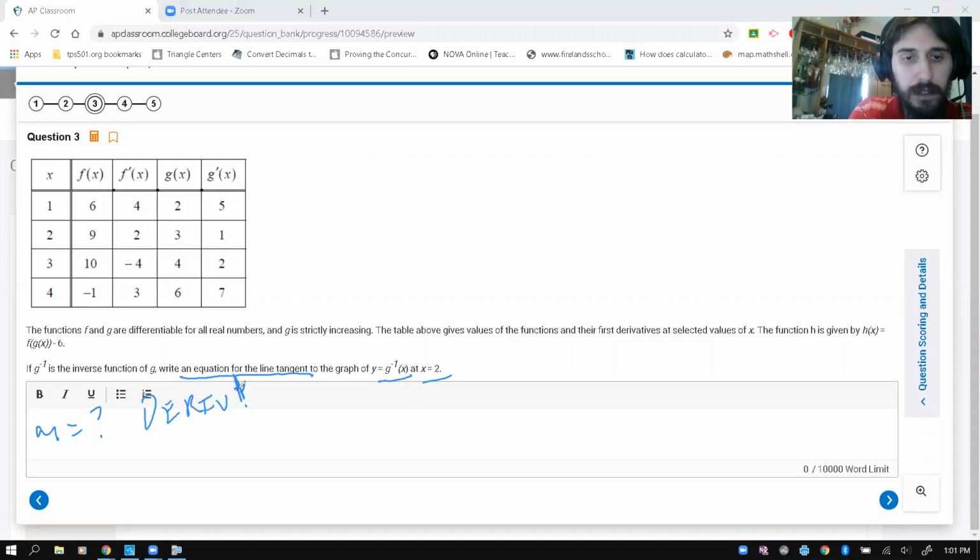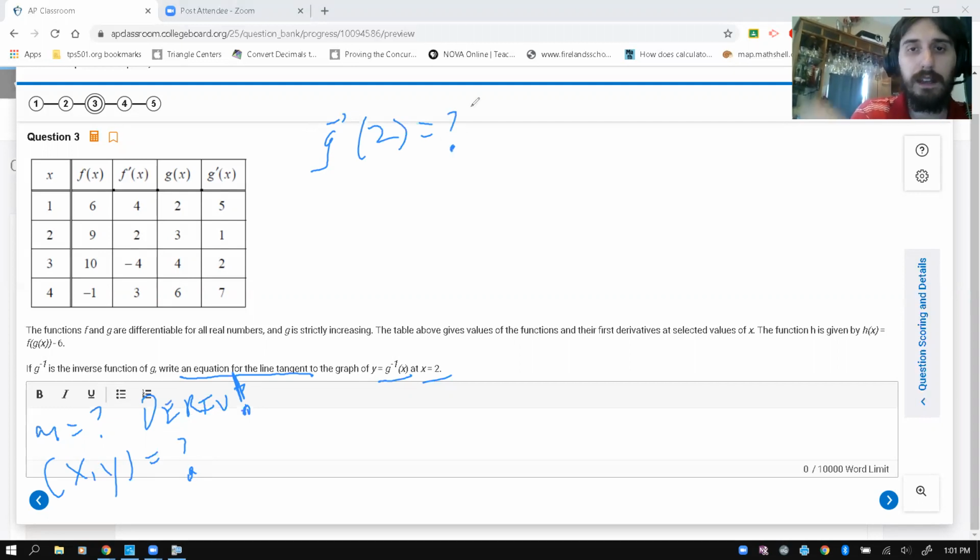In order to find the point (x, y), we just plug in. They give us the x, they don't give us the y. So the first thing we should do is find what the inverse at 2 is equal to. Again, this is an inverse function.